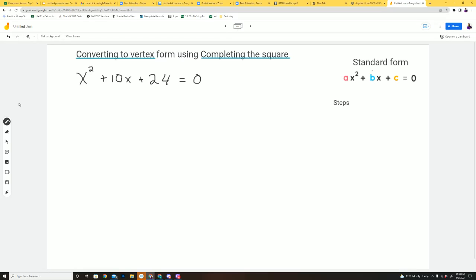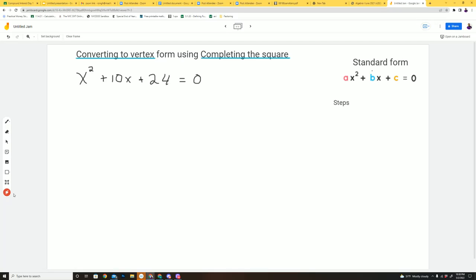Hey everyone, so today we're talking about how to take a standard form equation like this and turn it into vertex form. Now, in order to do that, we do this process called completing the square. This is a lot of steps that we're going to follow, so follow along, and you can always rewind in the video if you need to see the steps again.